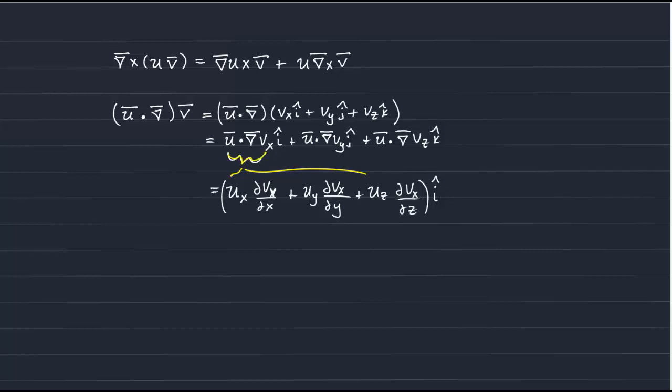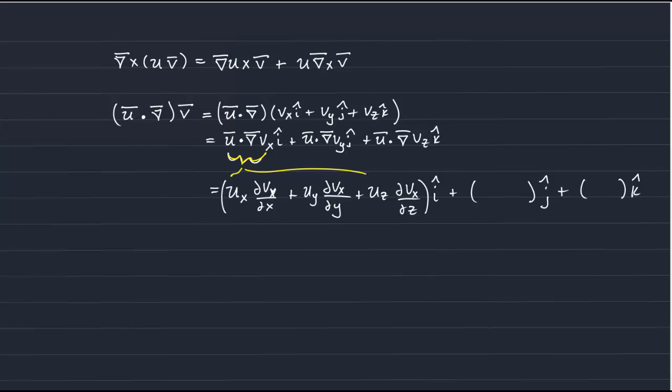And then for the second term, we would do something similar, except we're taking the gradient of vy, and it would have a component in the j hat direction, plus the third term, which is u dotted with the gradient of vz in the k hat direction. Okay, so those are operations involving multiple fields.